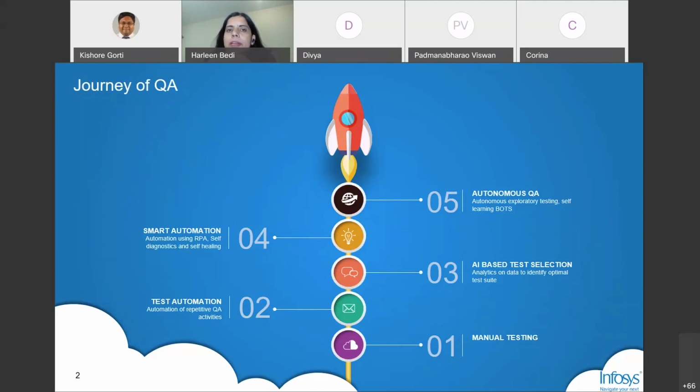And finally, where we are heading towards, so we have achieved 1, 2, 3, 4, and beyond this, how can we make this whole testing as autonomous as possible? Which essentially means, just like humans, can I replace them with some bots who can come and do testing on my behalf? We are also in the early stages of experimentation in this area. This is using some reinforcement deep learning methods, but this is where I think organizations want to go next after they have achieved AI-based test selection, smart automation, and so on.